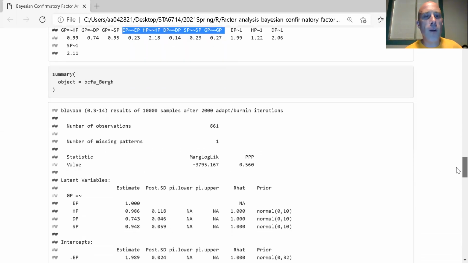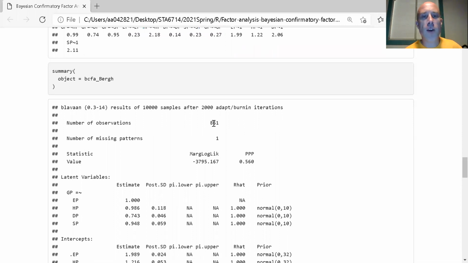All right, so let's look at the summary. Here are the number of observations in the data. Got 1 missing pattern. We already saw this one. And we have our marginal log likelihood, pretty small, but that's typical when we have more dimensions; the log likelihood tends to be very, very small. You'll see that the first loading is going to be a 1. And then here we have our estimates of the coefficient and the standard deviation.